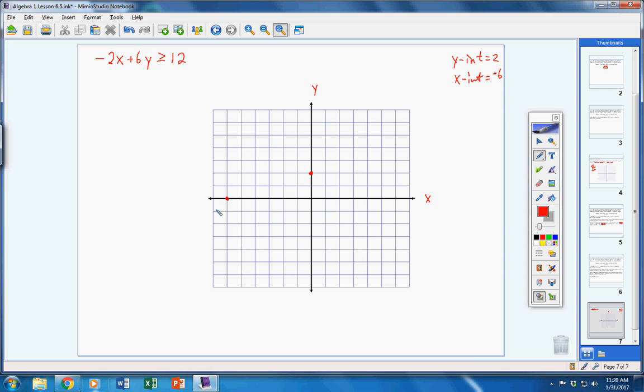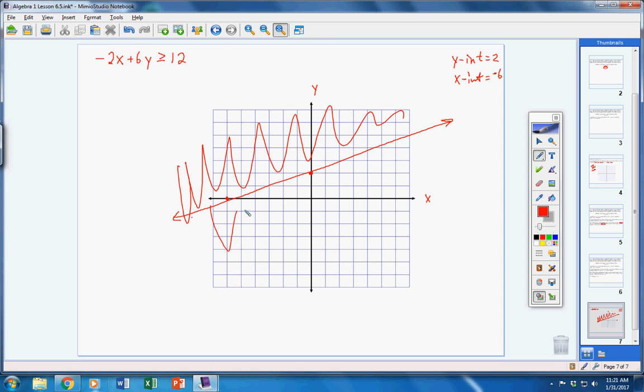Now am I going to draw a solid or a dotted line? Well, look, I have an equal sign here, do I not? Sure I do. So I'm going to draw a solid line, and that's not a very good line, is it? Try it again here. Not a whole lot better, but it'll have to do. So there, I've drawn my line. Don't forget to always check whether or not you have a dotted or solid line. Now, here's my dilemma. Do I shade above or do I shade below?